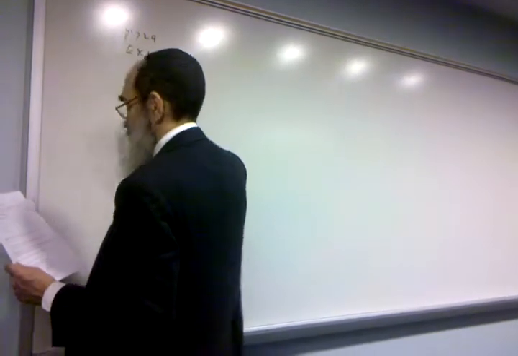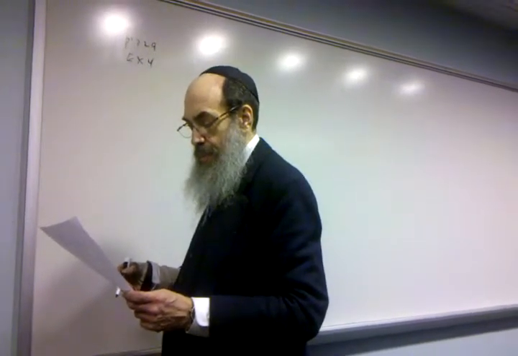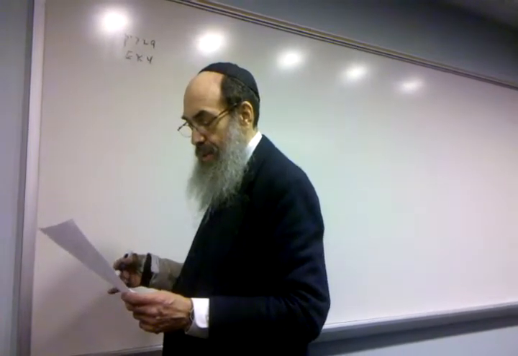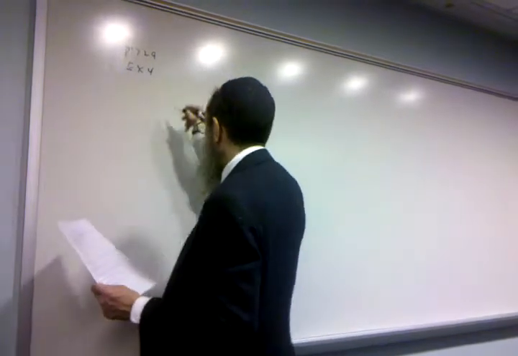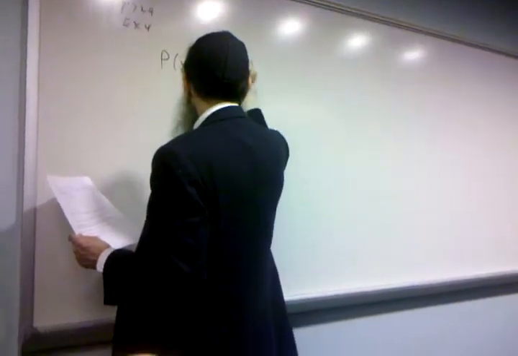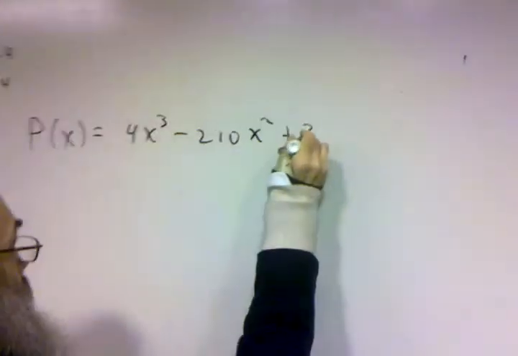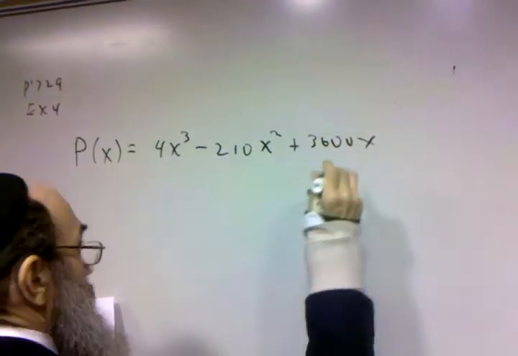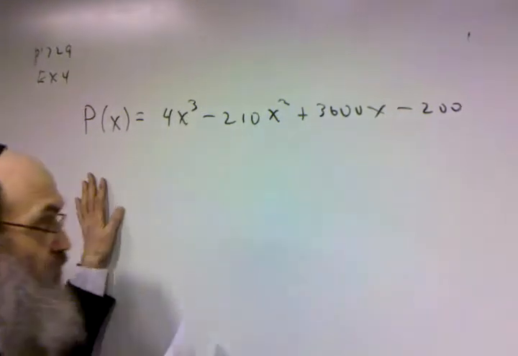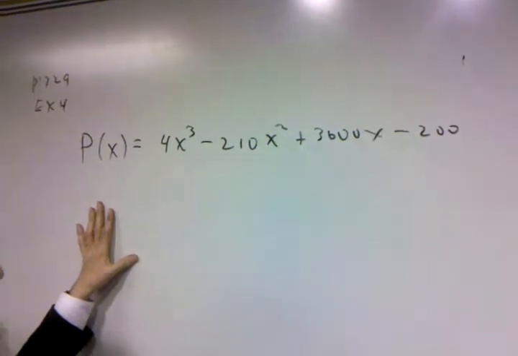Page 729, example 4. This problem is worked out in the book, but I want to work it out in great detail. It says as follows. Suppose that the production capacity for a certain commodity cannot exceed 30. That means you never make more than 30, whatever the item is. The total profit of this commodity is given by the formula P of x equals 4x cubed minus 210x squared plus 3600x minus $200, where x is the number of units sold. The profit is in dollars. Then find the number of items that will maximize the profit.